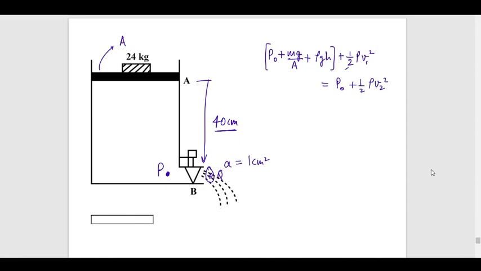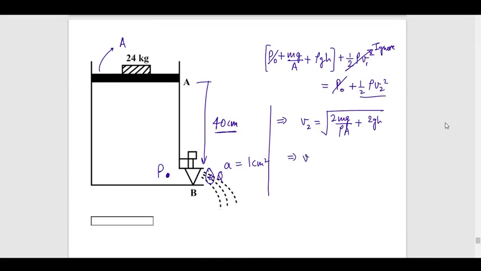Now, in comparison with V2, V1 will be very, very small, and hence we will be ignoring this entire quantity. Half rho V1 square will be ignored in comparison with half rho V2 square, and P naught cancels out from both sides of the equation. So from here, you can rearrange this equation and say that the value of V2 will be equal to root of 2mg divided by rho A plus 2gh. Okay, so you now just need to put in the values in this question and get the final answer. I think approximately the final answer of this question is 3 meters per second.